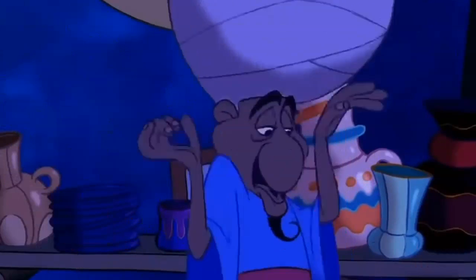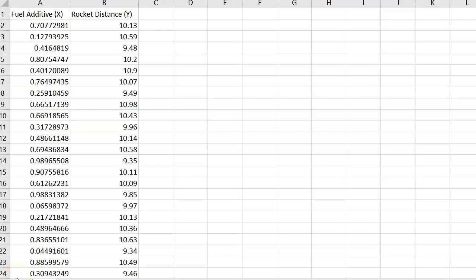It broke. That's okay. What I wanted to talk about anyway was doing actual regression with numbers. So we're going to open up Excel, take a look at it. We'll do R in just a minute. We're talking about putting a fuel additive into the rocket and how far that rocket travels.